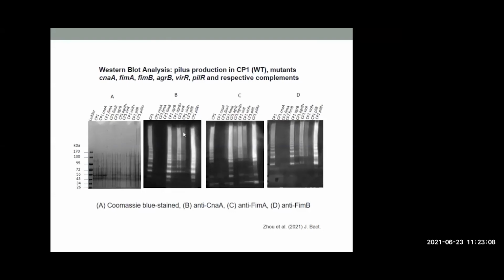The next two lanes show the results of the VirSR mutant and the complement. The same situation happened. The VirSR mutant also shows a similar level of production, or a little bit increased production of CnaA protein, but in the complement, the amount of CnaA protein was reduced. The next two lanes show the results of the PilR mutant and the complement. The PilR mutant produced almost no CnaA protein, but in the complement, the production of CnaA was significantly increased compared to the wild type. The same pattern has been observed for antibodies against FimA and FimB in the Western blot.